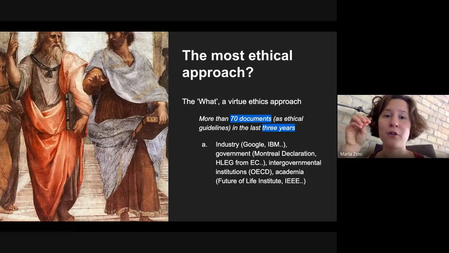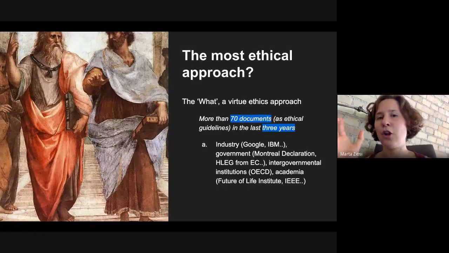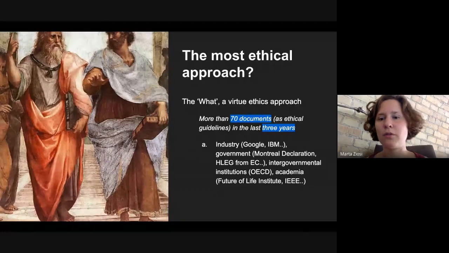also a host of governments in the high-level expert group, in the commission, a group of experts devised to come up with these ethical guidelines for algorithms, which came out to be, okay, an algorithm should be ethical, lawful, and robust. And in order to do that, it should respect fairness, accountability, and that's a series of values that follows from that. Then also intergovernmental institutions, such as the OECD, they were one of the first.